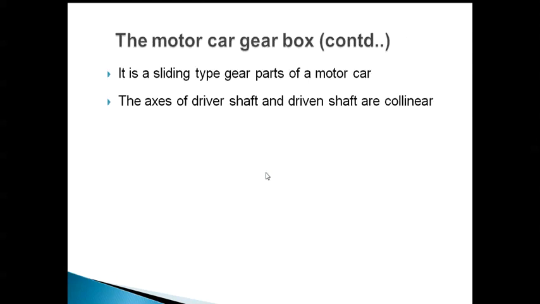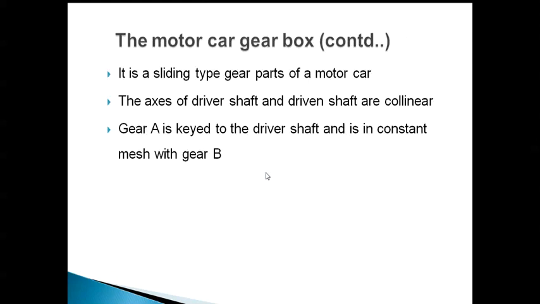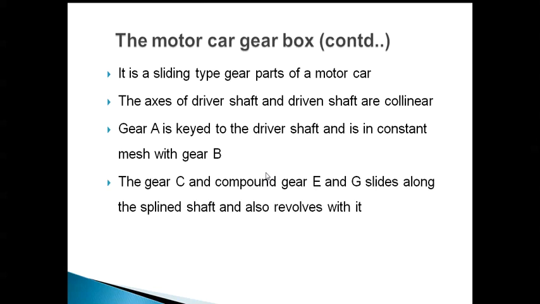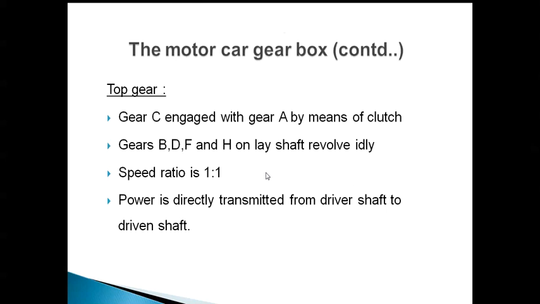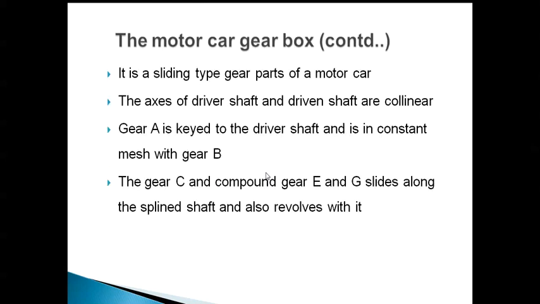It is a sliding type gearbox of a motor car. The axes of the driver shaft and driven shaft are collinear. Gear A is keyed to the driver shaft and is in constant mesh with gear D. The gear C and compound gear E and G slide along the splined shaft and also revolve with it.